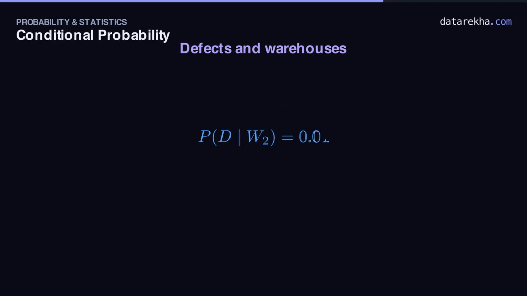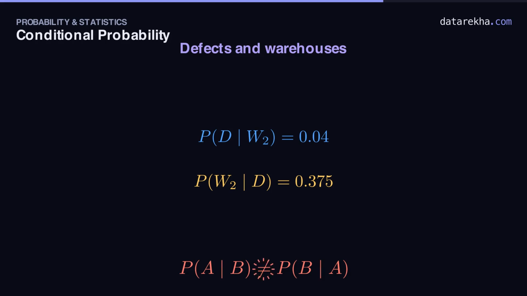Now savor this contrast, the most misunderstood point in the whole topic. The chance a unit from warehouse 2 is defective is 4%. But the chance a defective unit came from warehouse 2 is 37.5%. Same two events, wildly different numbers. P of A given B is not the same as P of B given A. Never swap them.